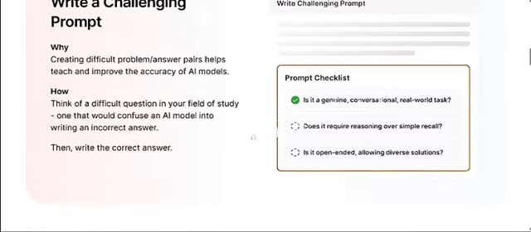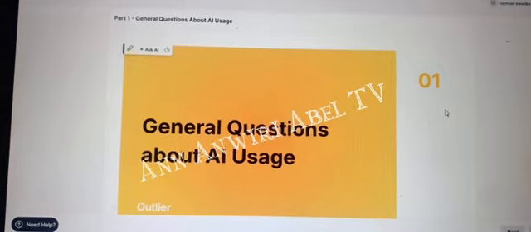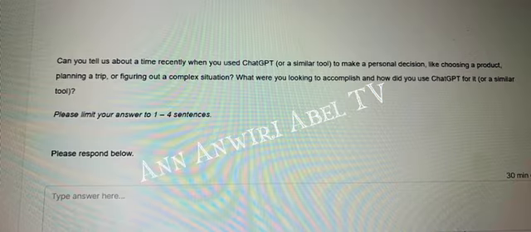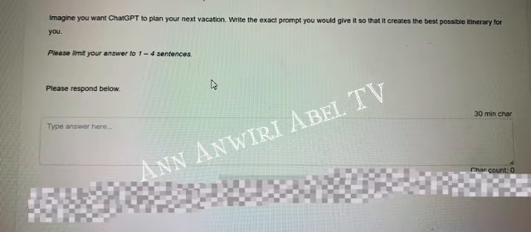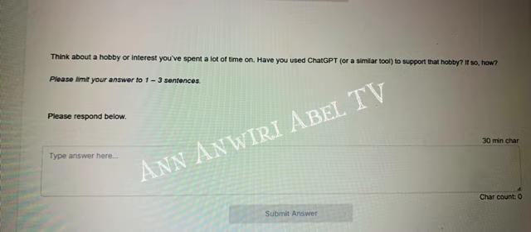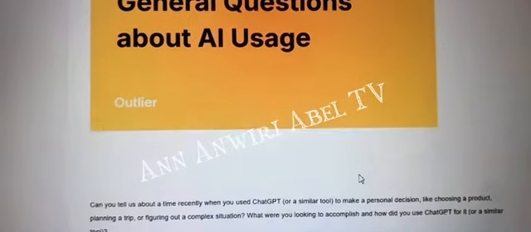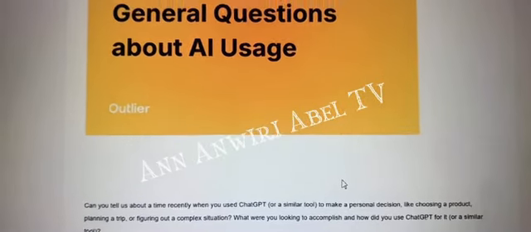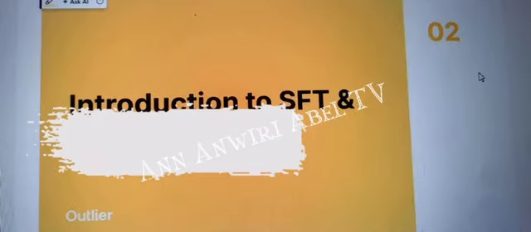The Outlier screening test is not just about choosing answers quickly. It is mainly testing whether you can evaluate accuracy, check completeness, analyze clarity, and confirm instruction following. Many people fail because they focus only on grammar or writing style instead of checking whether the response actually solves the prompt correctly. So in this video, I recorded my process and I'm explaining the strategy I used while evaluating responses.